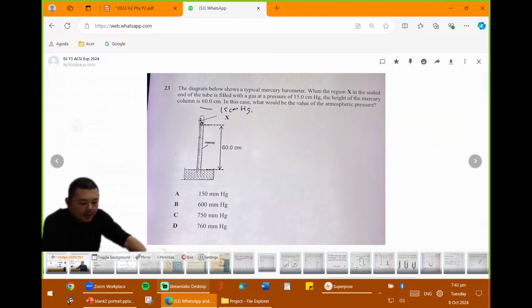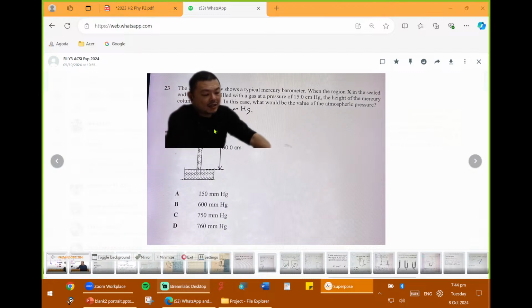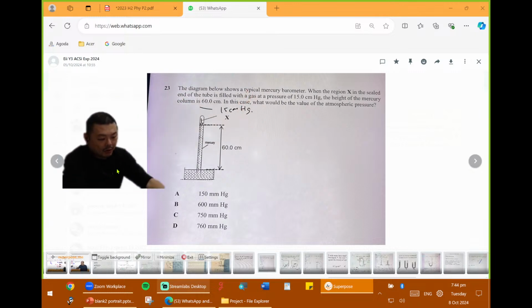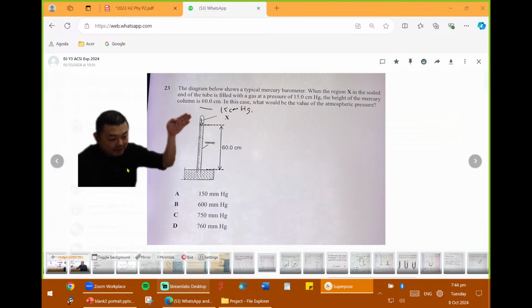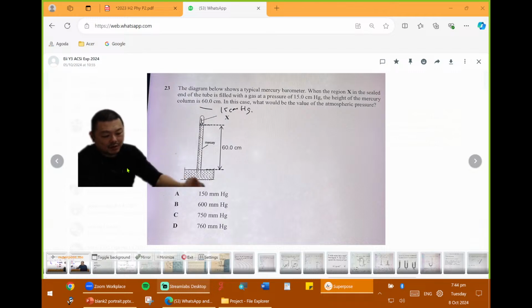Yeah, correct. Because there's air inside, right? There's trapped air. But do you understand that? It means a normal barometer should not have any trapped air at the top. This is not a typical mercury barometer. There's something wrong with it. It's a faulty mercury barometer. If you have gas trapped inside here, it's a faulty mercury barometer.